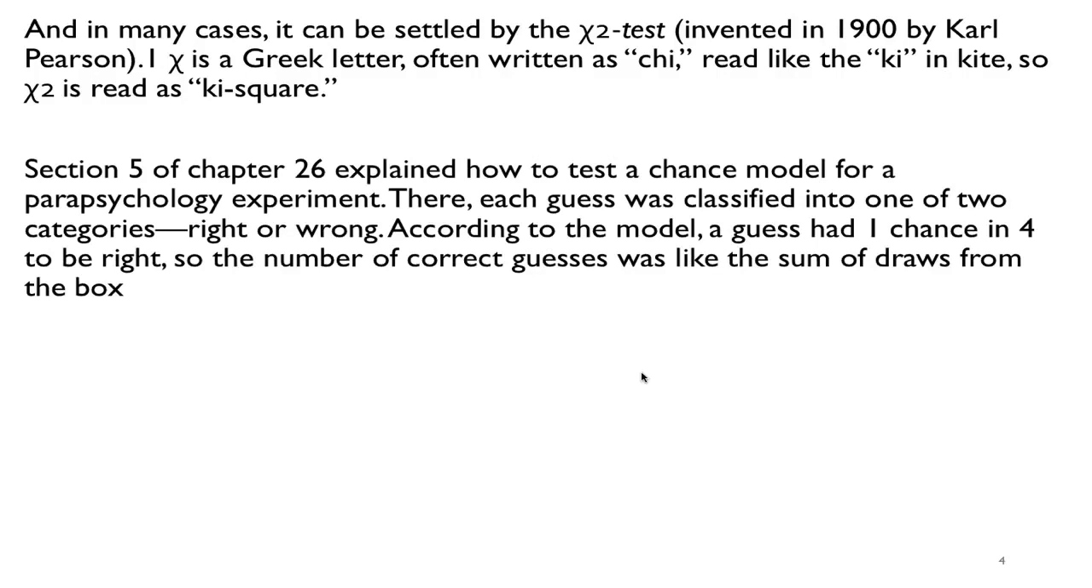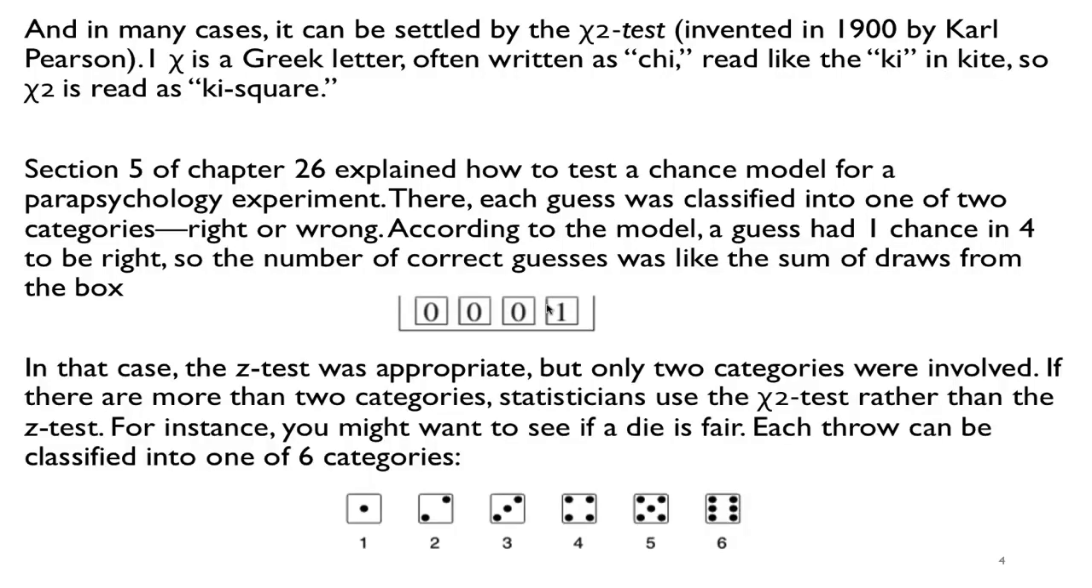In chapter 26, we talked about how to apply the test for significance chance model, which was on the ESP experiment. In that example, each guess is classified into one of two categories, whether the guess is correct or not correct. According to the model, you have a 1 in 4 chance of getting it right, so you're essentially drawing random tickets from the box 0001. In that case, we saw that the Z-test was appropriate because we only have two categories. But if you have more than two categories, then the Chi-Square test works better than the Z-test.